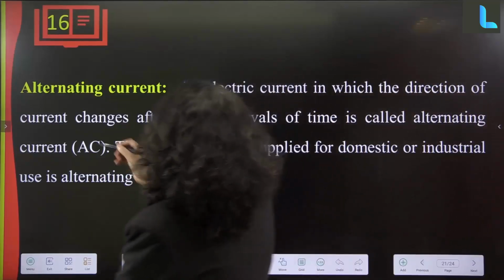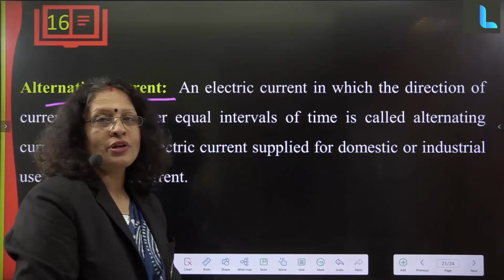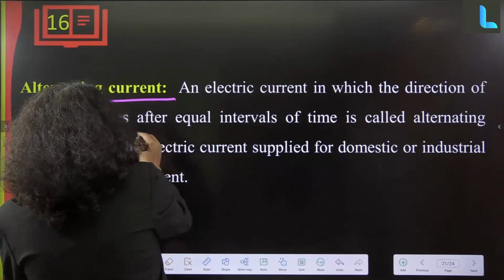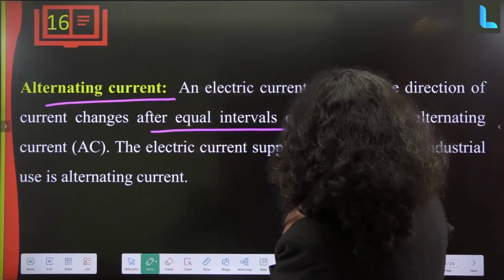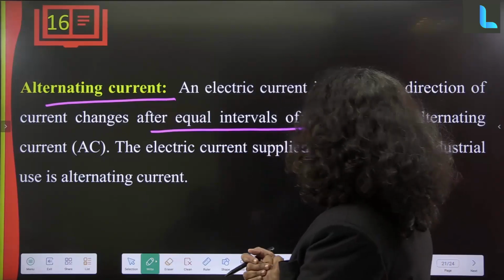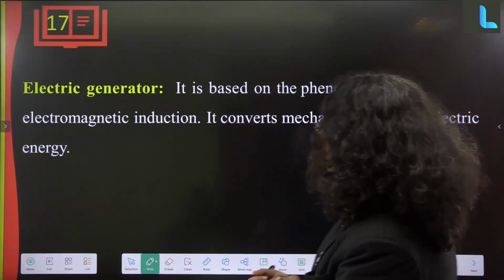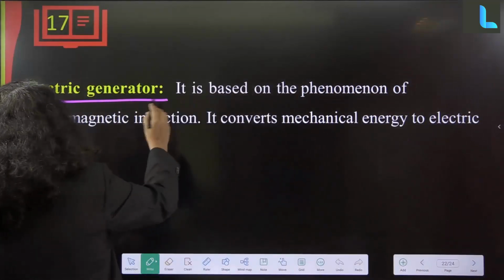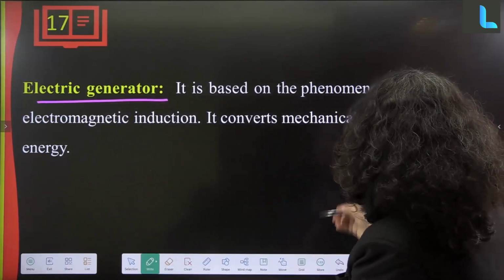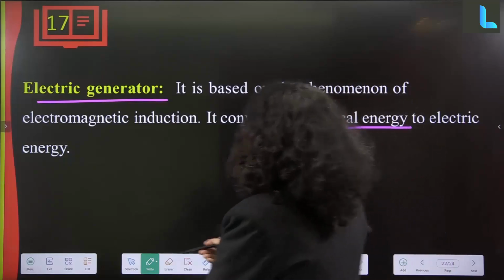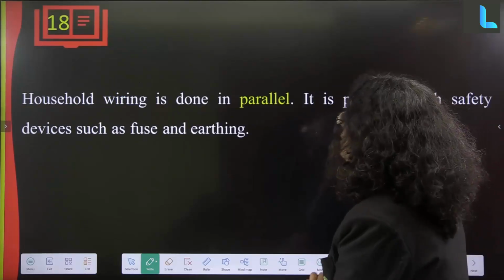Then what is AC? Alternating current. An electric current in which the direction of current changes after equal intervals of time is called alternating current or AC. The electric current supplied for domestic or industrial uses is alternating current. Now, what is an electric generator? An electric generator is based on the phenomenon of electromagnetic induction. It converts mechanical energy to electrical energy.